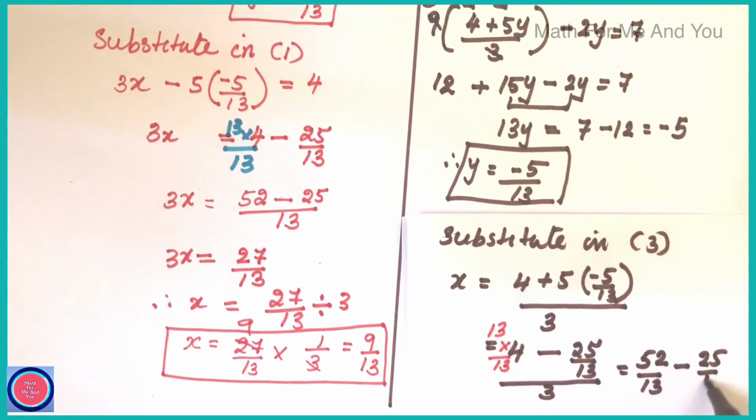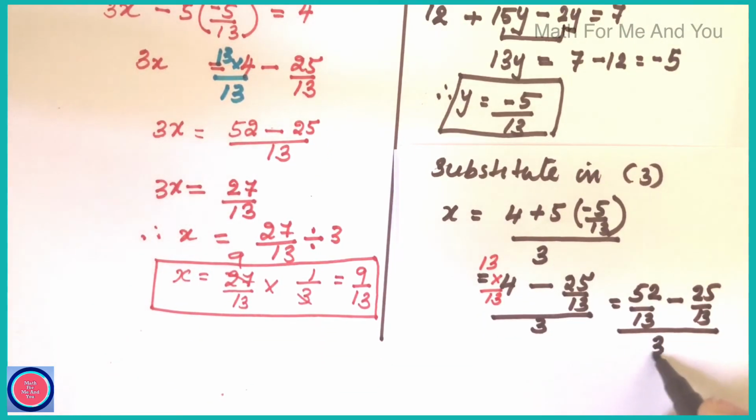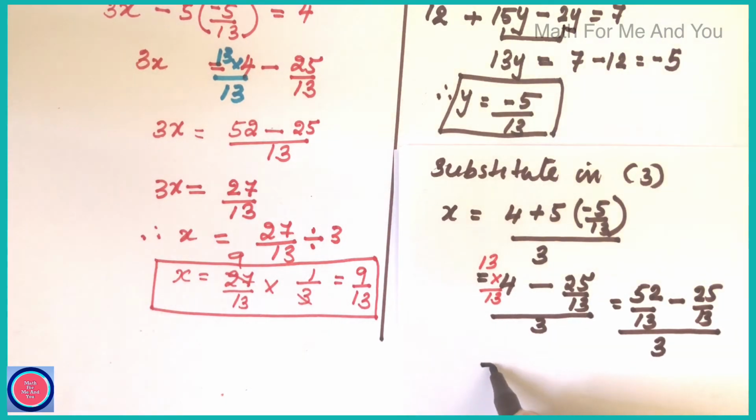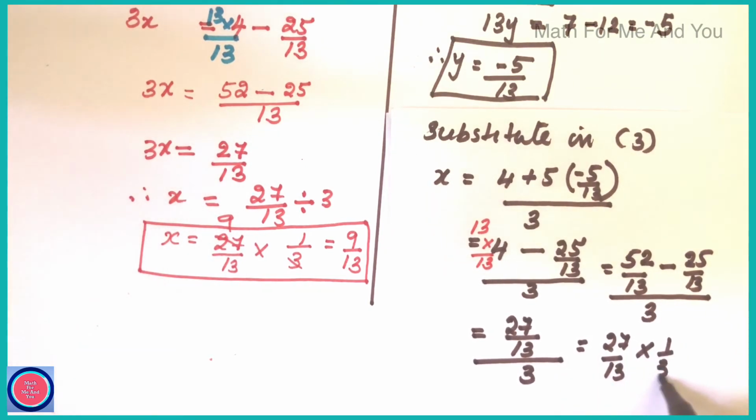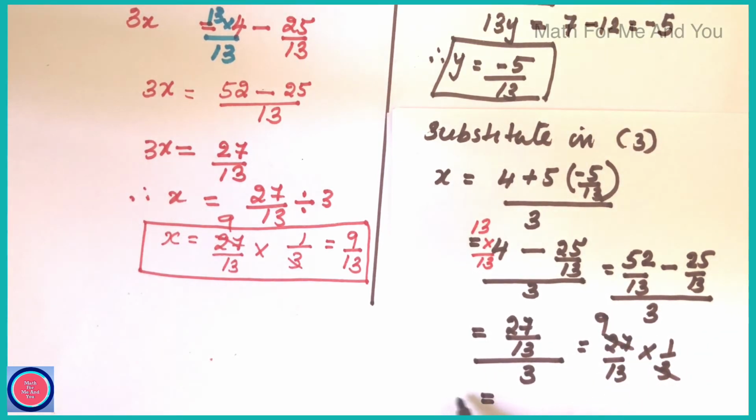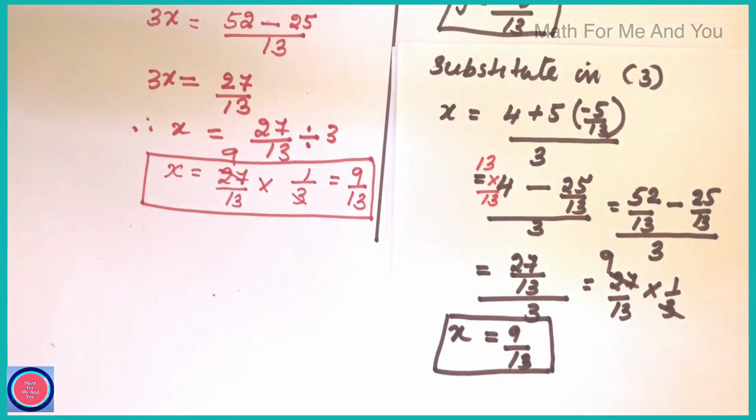You can see two terms with the same denominator now, and all divided by 3. In the numerator we can subtract 52 minus 25. 52 minus 25 is 27 over 13. And what is the denominator? It is 3. We have to divide by 3. This is the meaning: if we want to divide by 3, we have to multiply with the reciprocal of 3. What is the reciprocal? 1 over 3. So multiply with the reciprocal. Then 27 cancels, and we get 9 over there. So the answer is 9 over 13.